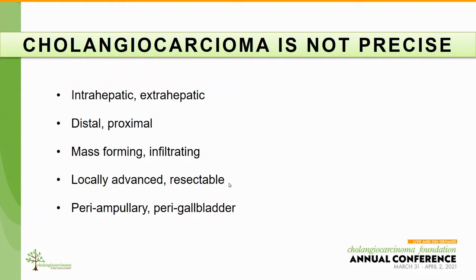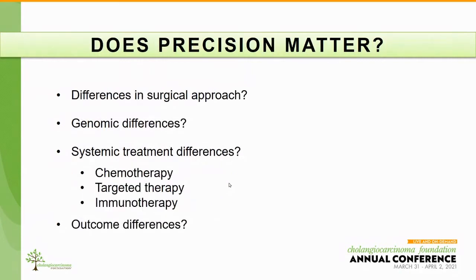And does this all matter? Does it matter in terms of outcome? Does it matter in terms of staging? Well, yes, it matters absolutely. There are differences in surgical approaches with different morbidities and mortalities. Sometimes we're talking about doing a liver resection, sometimes a pancreaticoduodenectomy, sometimes both. Every once in a while, a limited bile duct resection. All these things are very different.